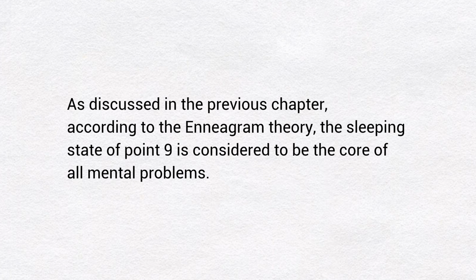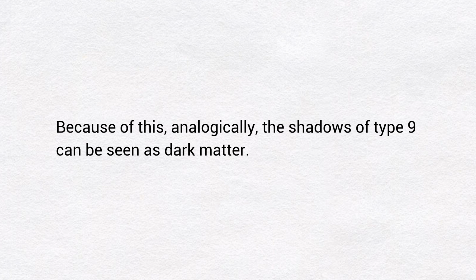As discussed in the previous chapter, according to the Enneagram theory, the sleeping state of point 9 is considered to be the core of all mental problems. Because of this, analogically, the shadows of type 9 can be seen as dark matter. It will be analyzed step by step.